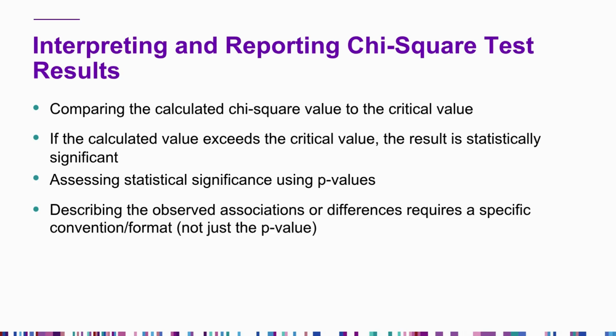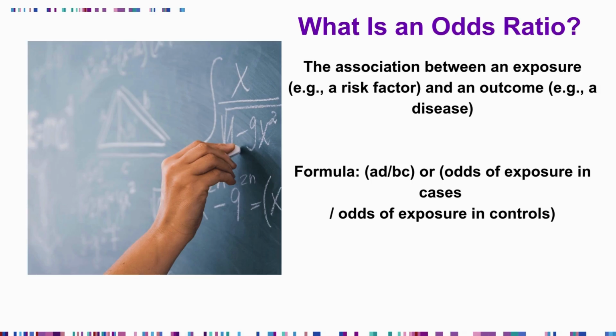Now, the chi-square test and p-value can help us identify if there is a statistically significant association going on, but that's all it can tell us. So we really need to add more to the analysis so we can begin to understand what is really happening. This is where we bring in the odds ratio.